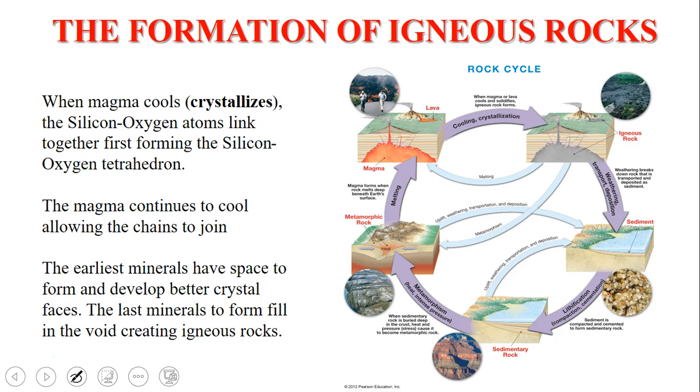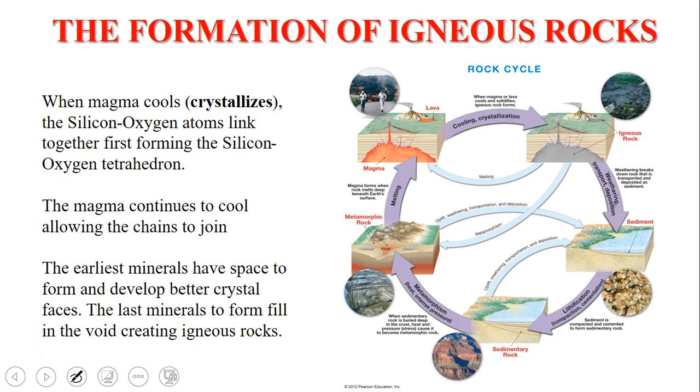So whenever you start looking at this, this is the whole concept of it. When magma cools and crystallizes, the silicon oxygen atoms link together, first forming the silicon oxygen tetrahedron. Of course, the silicates are the most abundant mineral group, so a lot of our rocks are going to be made out of silicate minerals. As this magma continues to cool, this allows the chains to join, and then the earliest minerals have space to form and develop, and then the last minerals form and fill the voids, creating cracks.